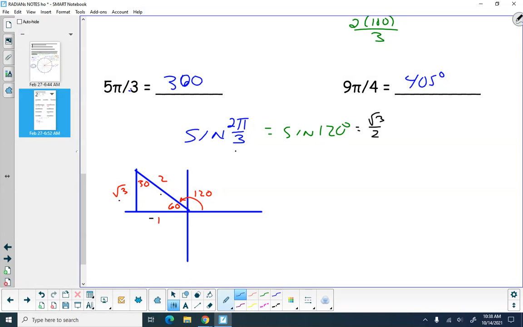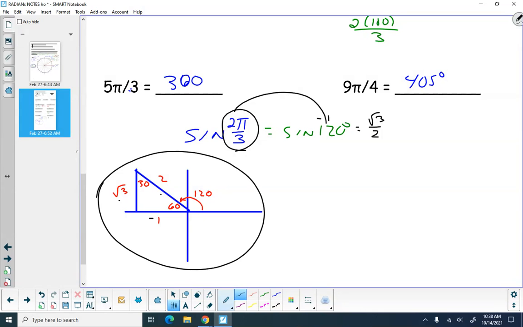So when you're asked to find the trig functions and you're given radians, just change it into degrees, and then go back to what we've done already. This is what we've done right here. Convert it into degree mode and then put it into things that you're comfortable and familiar with.